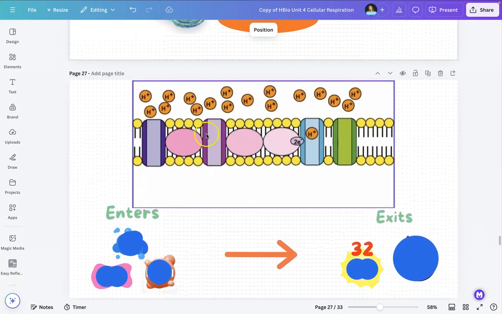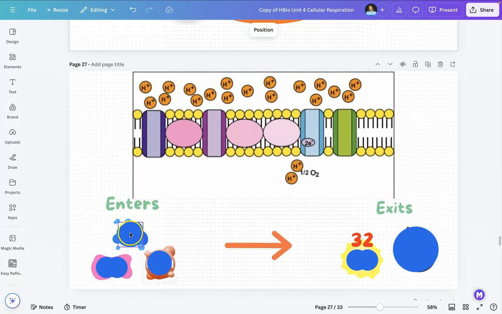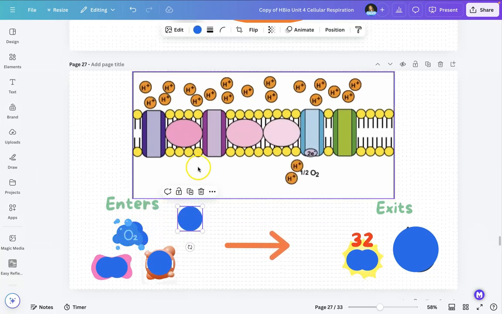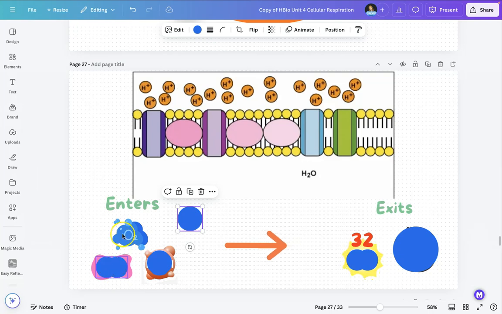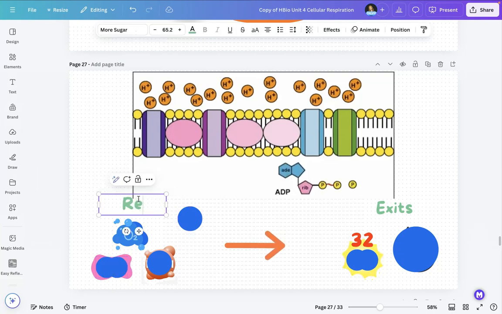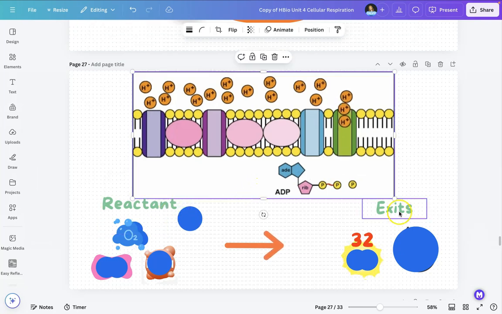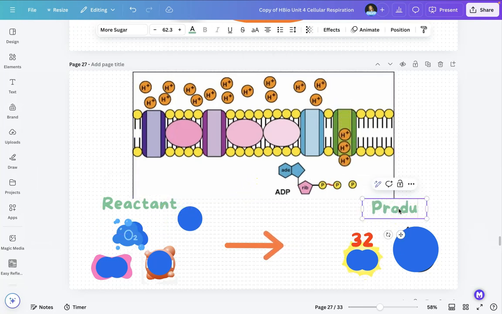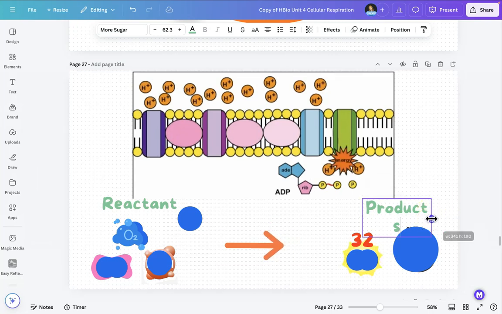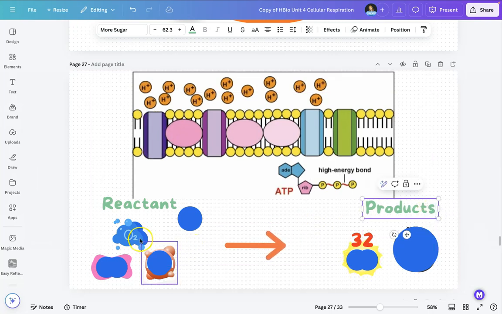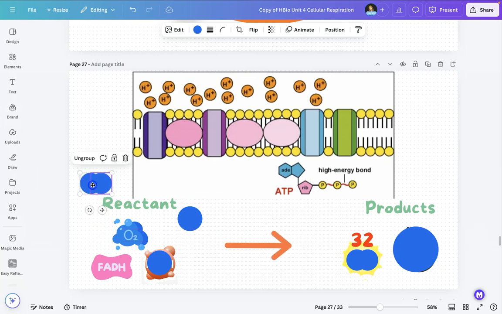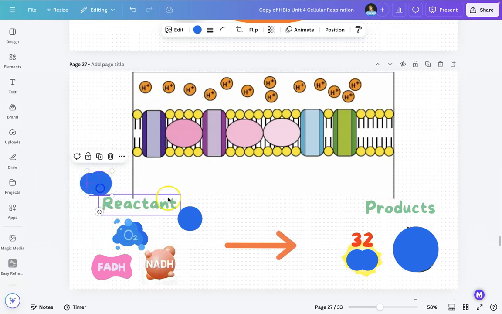So once ETC takes place, oxygen goes into, or is a reactant, let's call it reactant, or what's needed, and this is exit or products, which is what's made, okay? You could change those words so you'll be consistent. Oxygen is needed, FADH is needed, and NADH is needed.